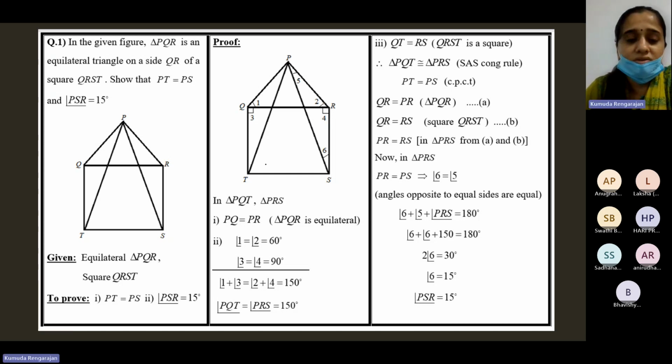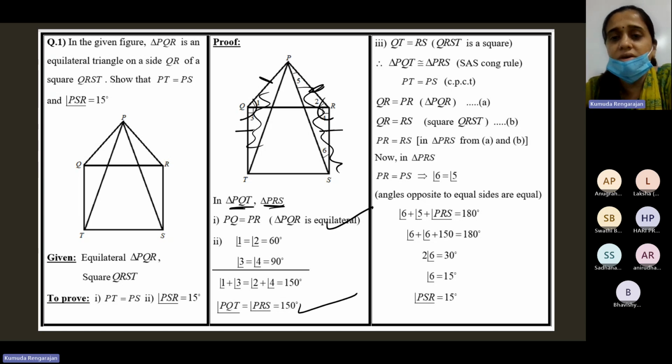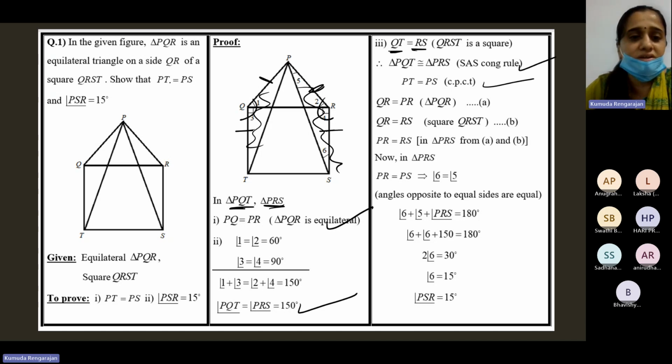All right. So see, I've mentioned the two triangles. You can see the two triangles PQT and PRS. In these two triangles, this side is equal to this side, which I've written here. And then this angle is equal to this angle, equal to 150. And then QT is equal to RS. So the two triangles are congruent by SAS rule. Then by CPCT, you get this one.